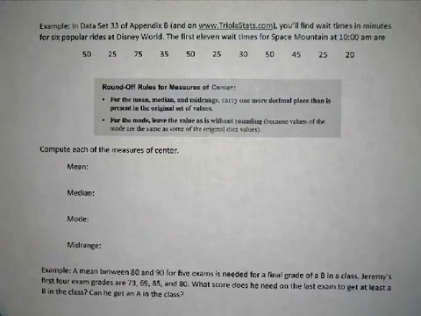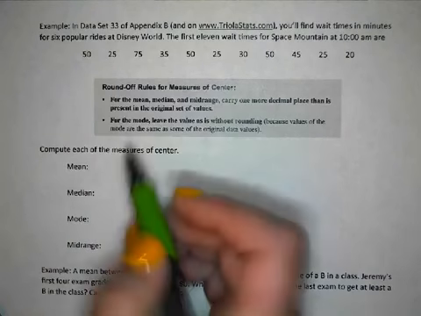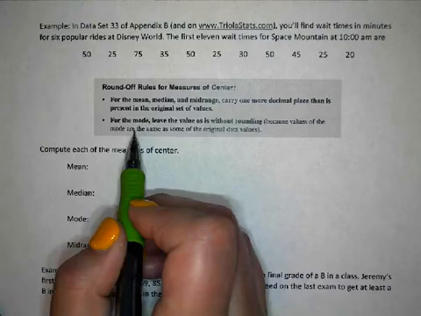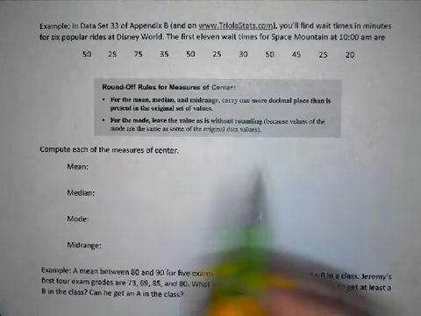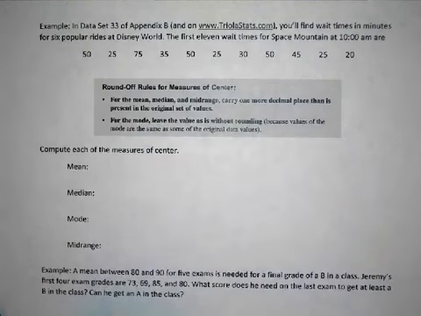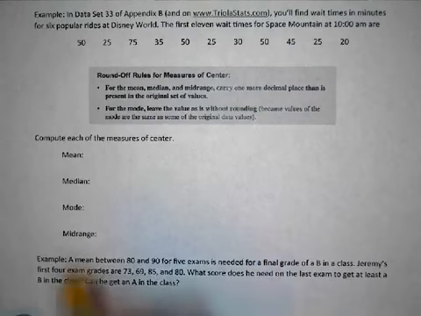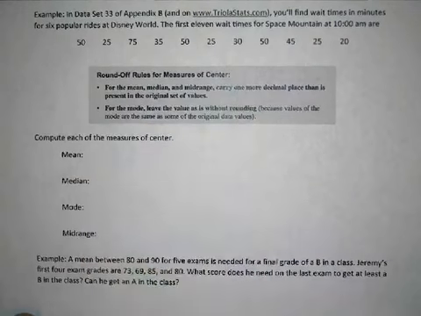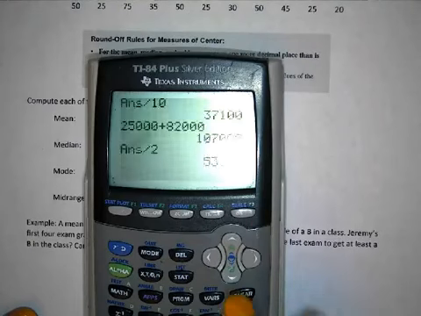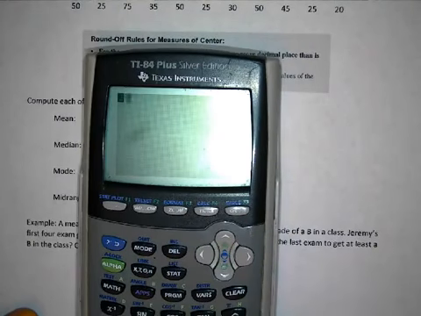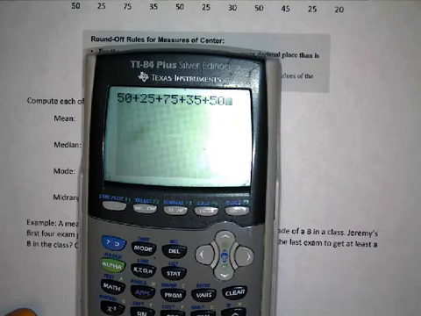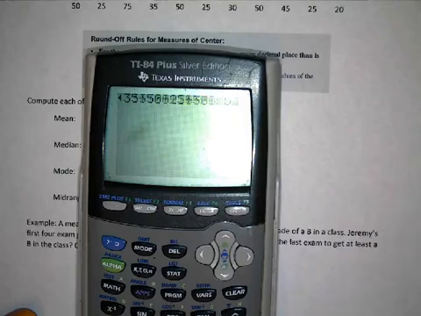The exception to this is the mode. You should leave that without rounding, because the mode comes from values that are already there. Okay, so we're going to compute all of these. Find the mean first, so we're just going to add up all of these values: 50, 25, 75, 35, 50, 25, 30, 50, 45, 25, 20.